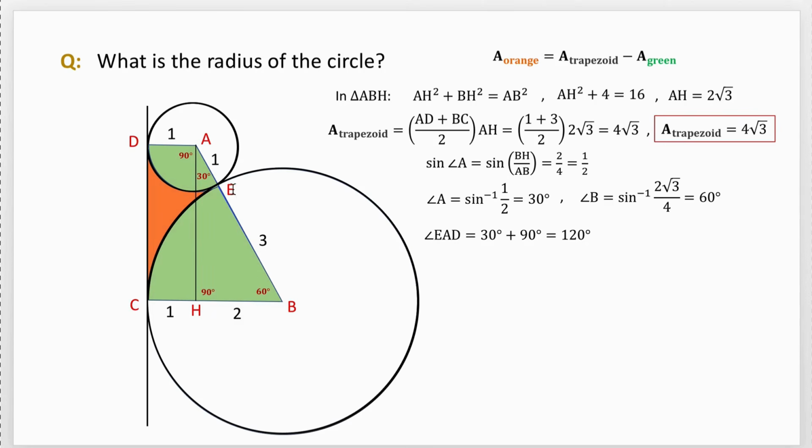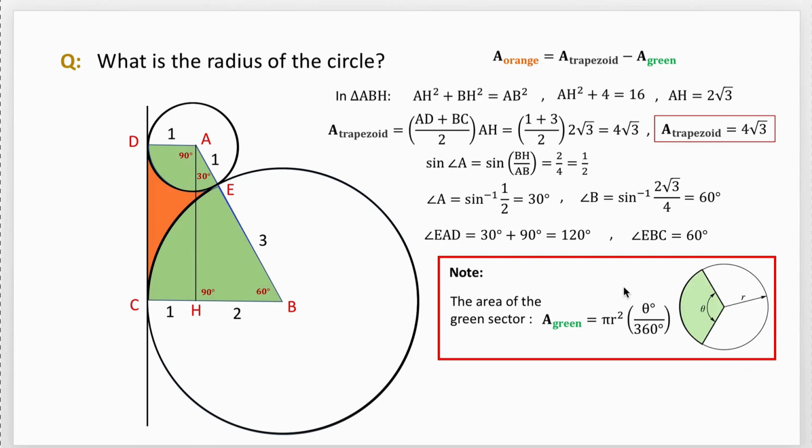So the angle EAD is 120 degrees and angle EBC is 60 degrees. In general, the area of a sector like this with central angle theta is equal to the circle's area, pi r squared, multiplied by the ratio of theta in terms of degrees to 360 degrees. We use this general formula to find the area of these two green sectors.